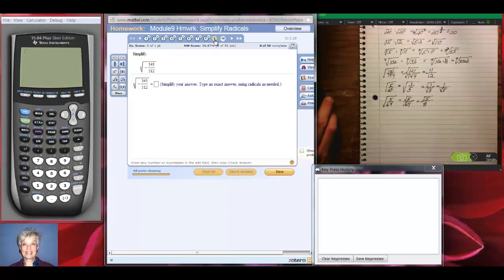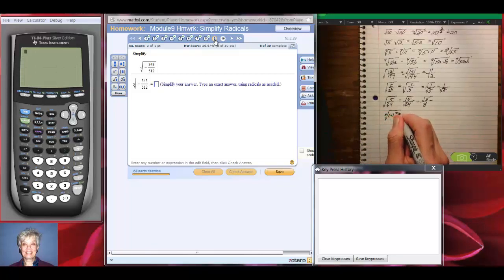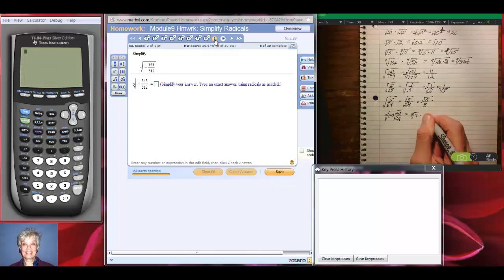9. Oh, this could be tricky. Let's see. What you've got here, if you were doing this on paper, would be the cube root of that negative is negative 1 times 343 over 512. And so you would have the cube root of negative 1 times the cube root of 343 over the cube root of 512. The cube root of negative 1 is negative 1.